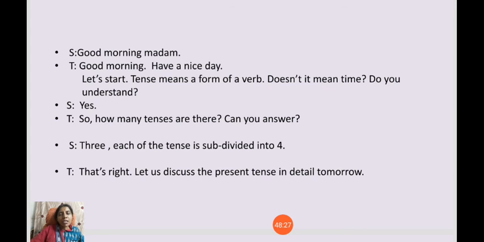Then the teacher is asking a question. So, how many tenses are there? Can you answer? The student replies 3. Each of the tenses is subdivided into 4. Then the teacher says, that's right, let us discuss the present tense in detail tomorrow. This is how I generated the conversation. So you can write of your own. You can use some other sentences which are not mentioned here, and you can develop a conversation.